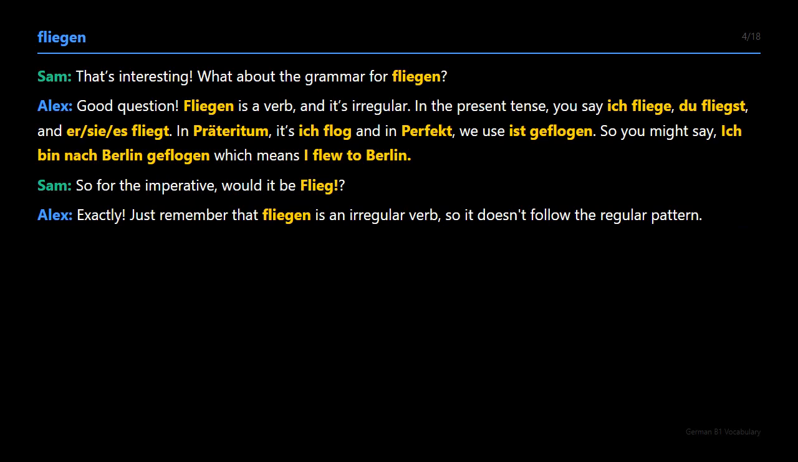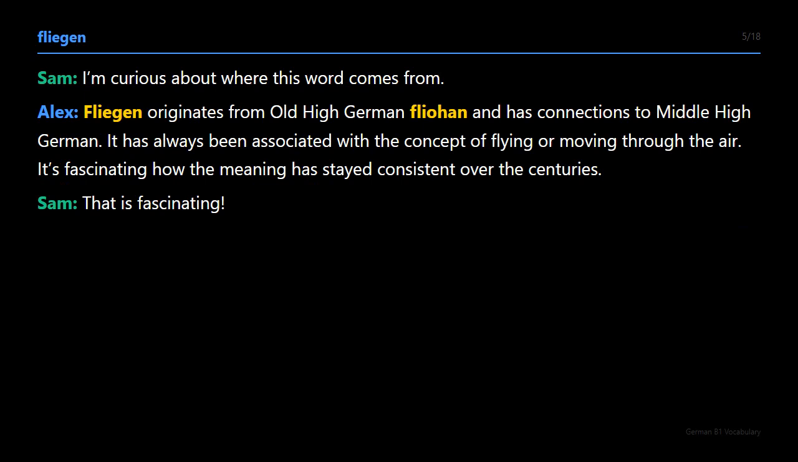I'm curious about where this word comes from. Fliegen originates from Old High German fliohan, and has connections to Middle High German. It has always been associated with the concept of flying or moving through the air. It's fascinating how the meaning has stayed consistent over the centuries.